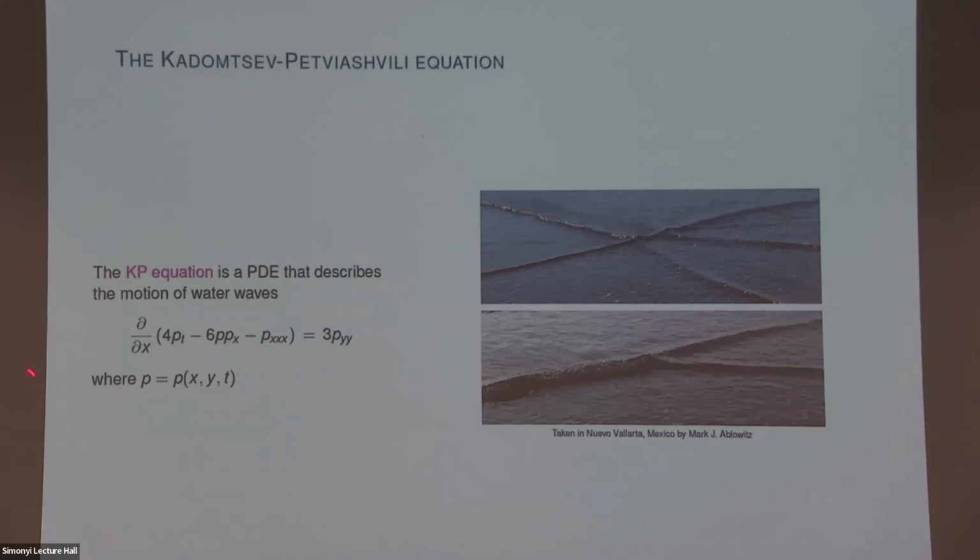So K and P are names, and the equation is a partial differential equation that describes the motion of water waves, like the ones in these pictures here. So generally they're shallow water waves, and other properties. Here's the equation, and the function P records the height of the wave at space coordinates x and y and time t.